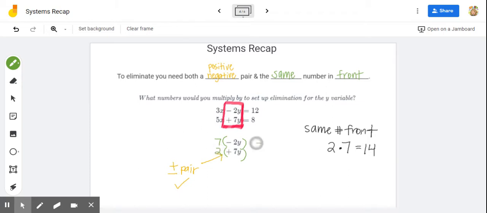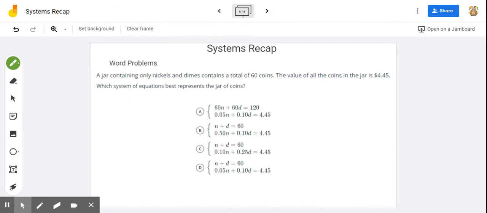That way we'd get a negative 14y on the top and a positive 14y on the bottom. That would help us eliminate. Those y's would literally undo each other. They're gone. All right, so hopefully that helps you recap on eliminating. And now let's get into our favorite, the word problems.